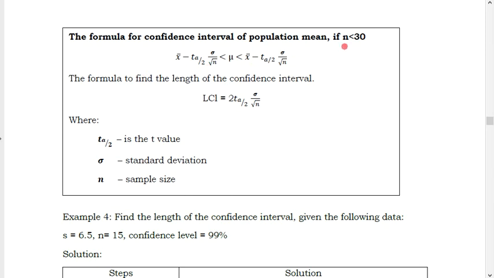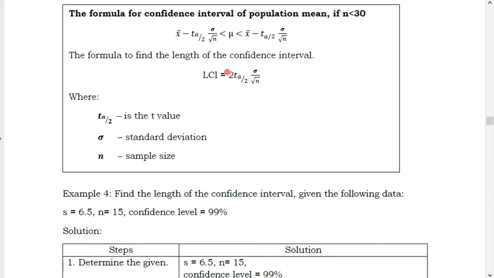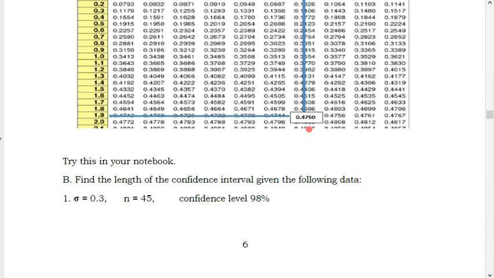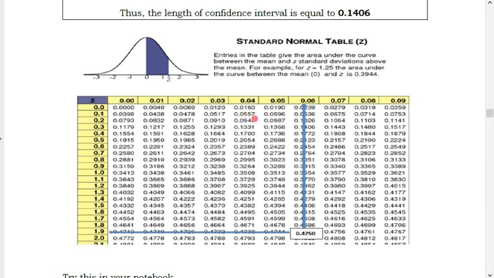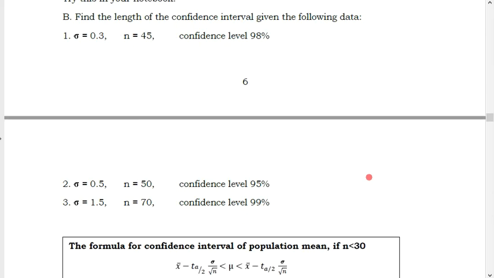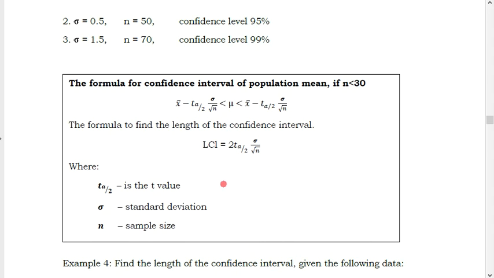Okay? But what if the sample size is less than 30? So, ano yung gagamitin natin? Okay, we will be using the t-table or the t-distribution. Here is the formula similar to the formula given above. But we use the standard normal table or yung z-table na ginagamit natin, yung z-distribution, while here, ang gagamitin natin ay yung t-table. Kasi para makuha natin yung t-value.